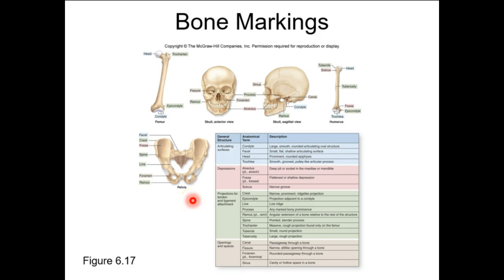Okay, crest. We're into projections now. A crest is going to be a narrow bit that sticks out. So this is narrow and it sticks out. This is the iliac crest.